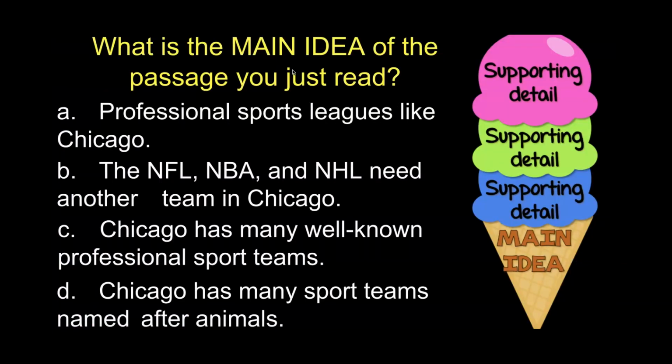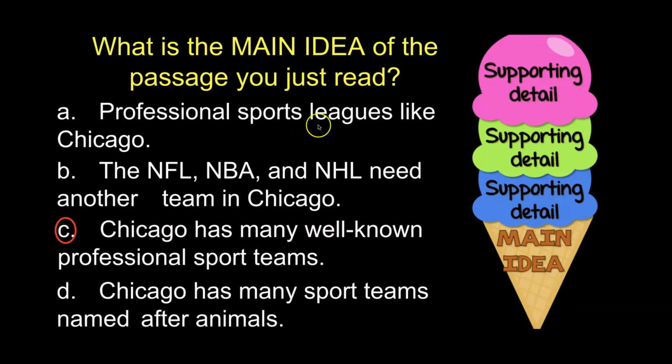All right, professional sports leagues like the NFL, NBA, NHL need another team in Chicago. I don't remember reading anything about that. Chicago has many well-known professional sports teams, or Chicago has many sports teams named after animals. So what is the main idea? If you said C, then you'll be right, okay? Chicago has many well-known professional sports teams.